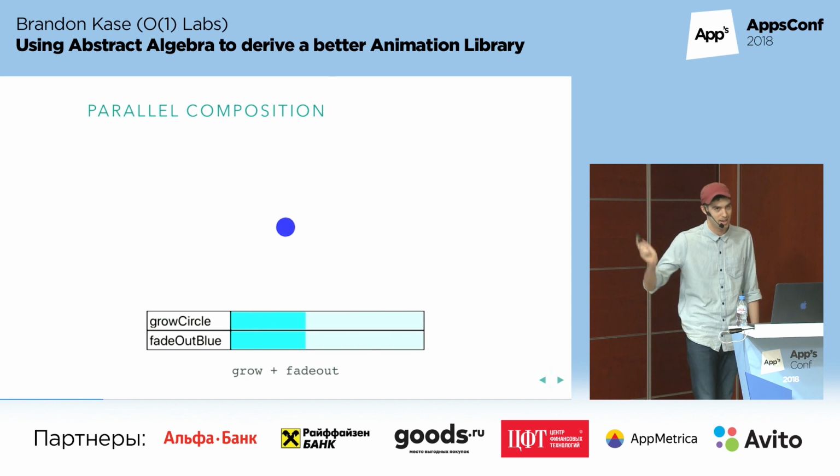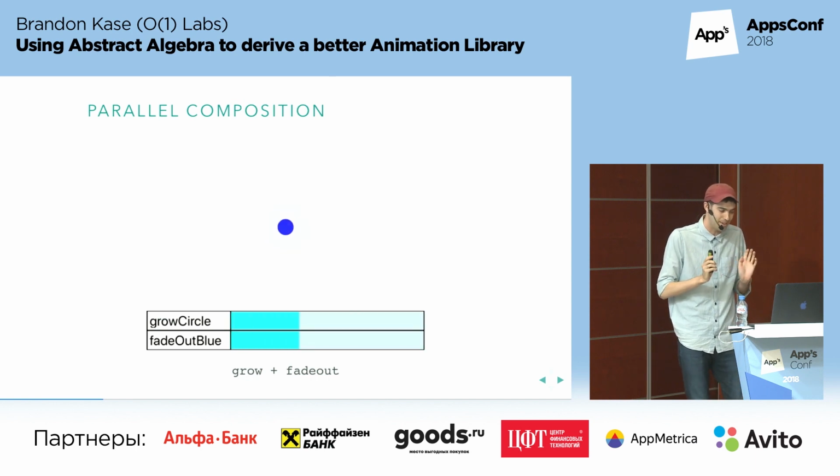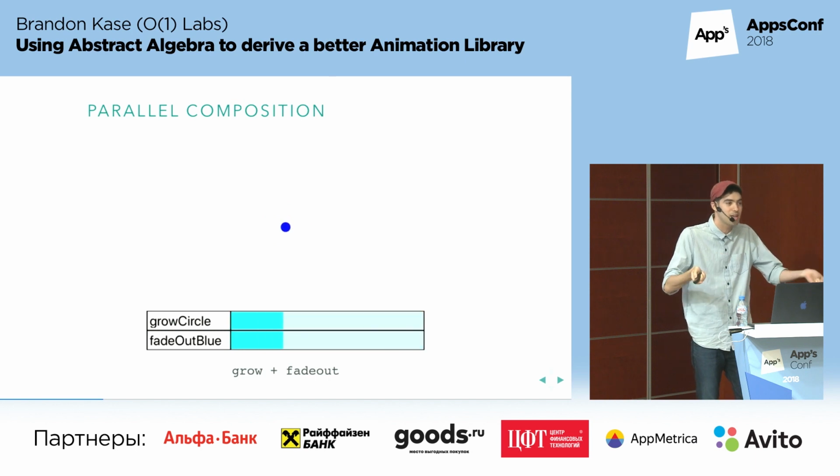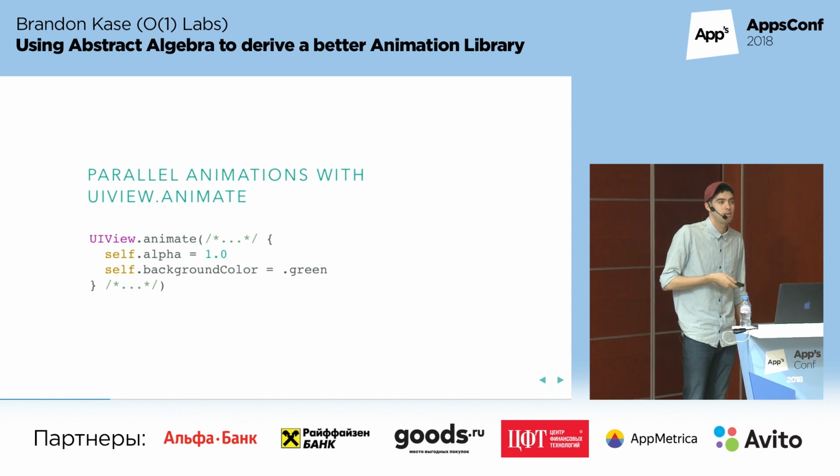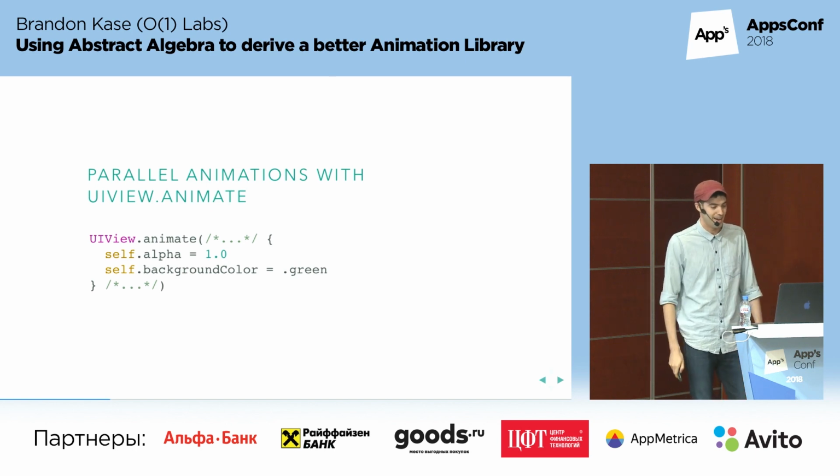So I just want to reiterate, I shouldn't have to care if we're running in parallel, doing 2 animations on the same view or on different views. In this case, we're growing a circle and fading out at the same time. And this is what it looks like, right? UIView.animate tries to make this easy. You can just set the properties you want to set, and if you want to do multiple things, you set multiple properties. This is what they tell you, right?